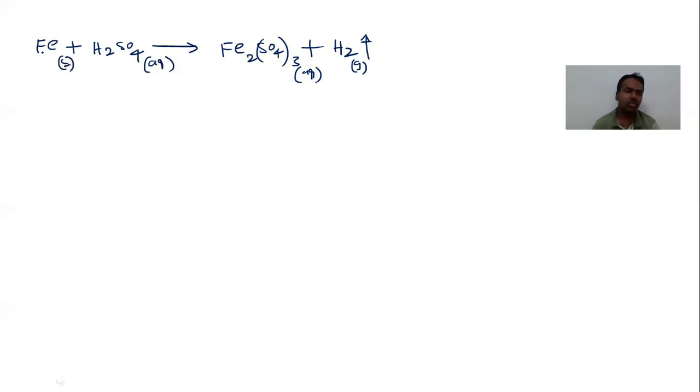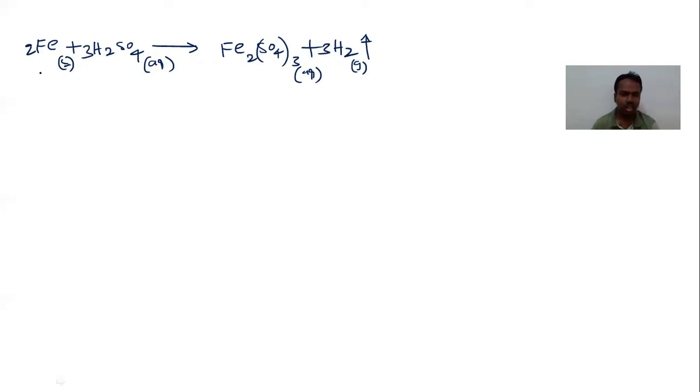Because iron is placed above hydrogen, iron reacts with H2SO4 to produce not FeSO4 but Fe2(SO4)3, along with H2. So before applying stoichiometry to this equation, first we need to balance this chemical reaction. Let's balance here: 3H2SO4, 2Fe, and this is the moles of H2. Now come to the question.